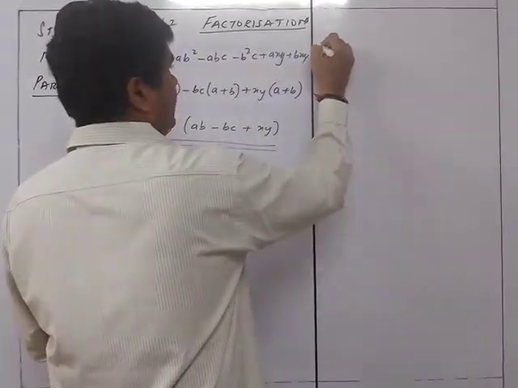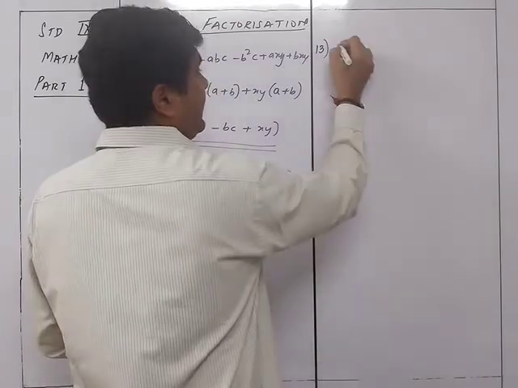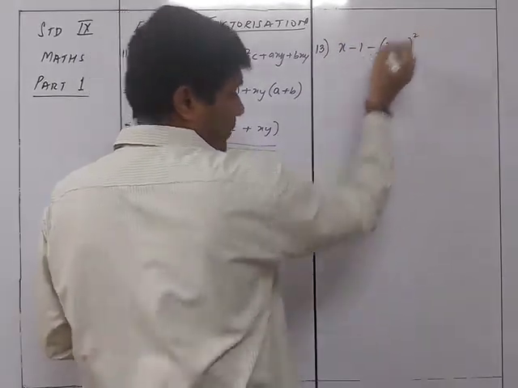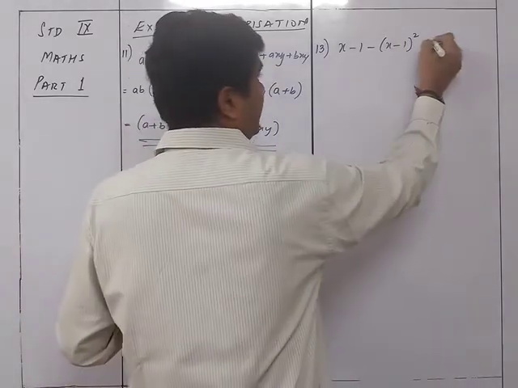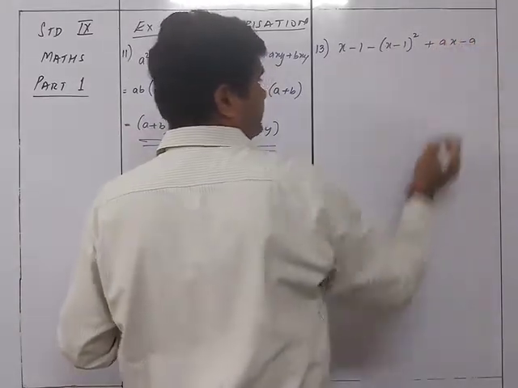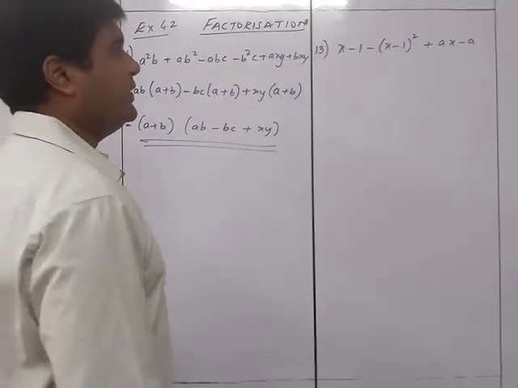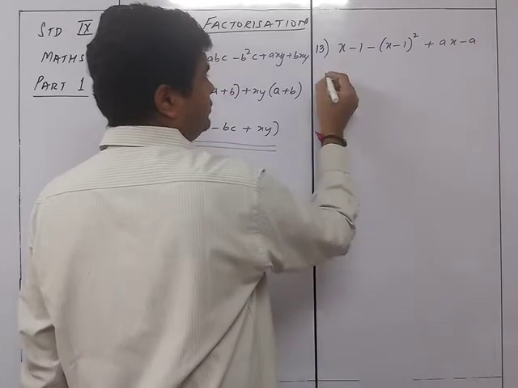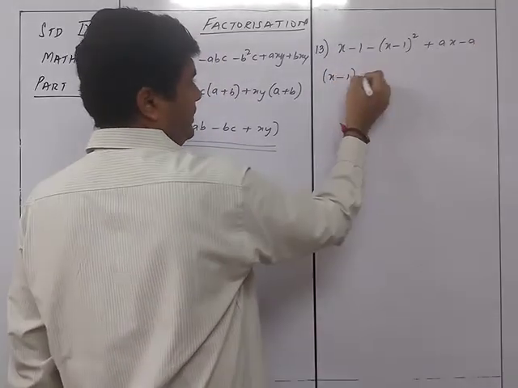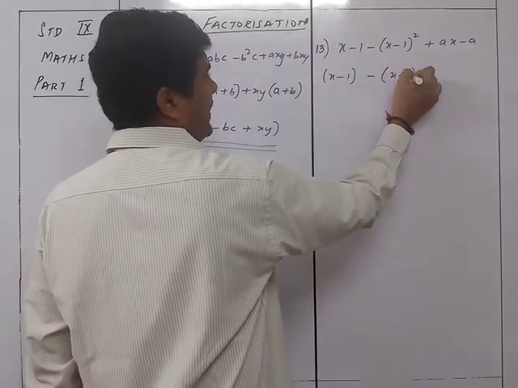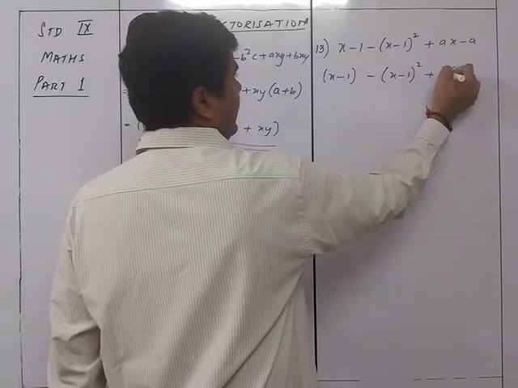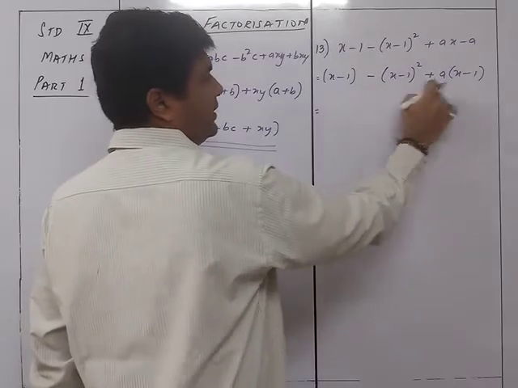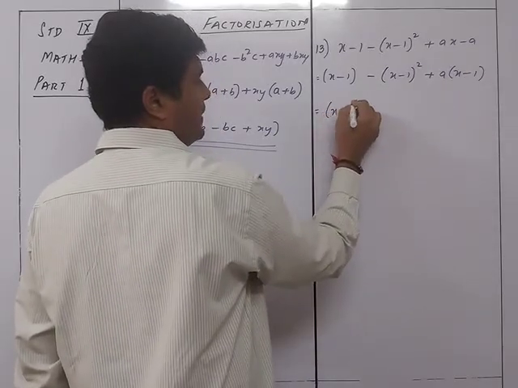So sum number 13 we have got over here as x minus 1 minus x minus 1 the whole square plus ax minus a. So again what we will do is that you can see this is x minus a, this is x minus a. Here a common will be x minus a again. So it will be x minus 1 minus x minus 1 the whole square plus a into x minus 1. So you can see x minus 1 is common here, here and here. So that gives me x minus 1 common.